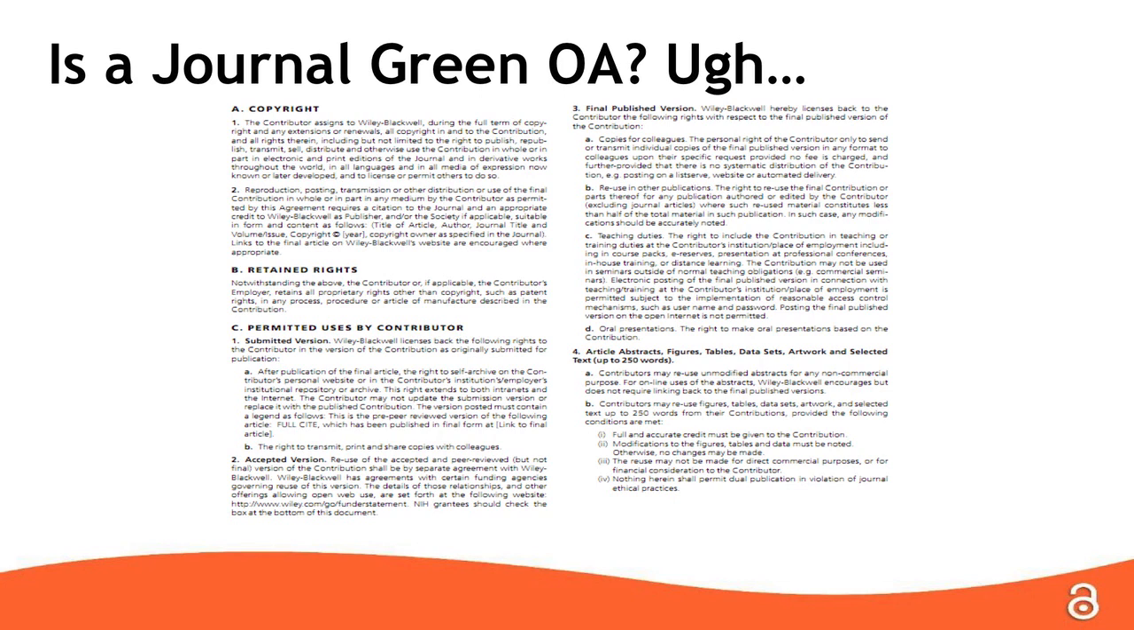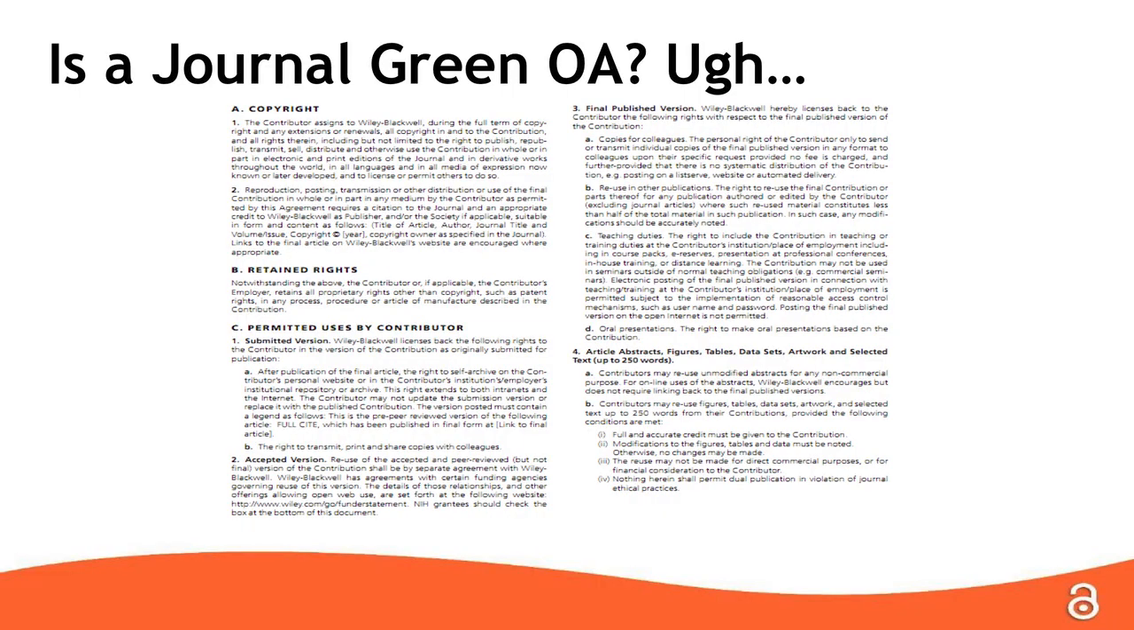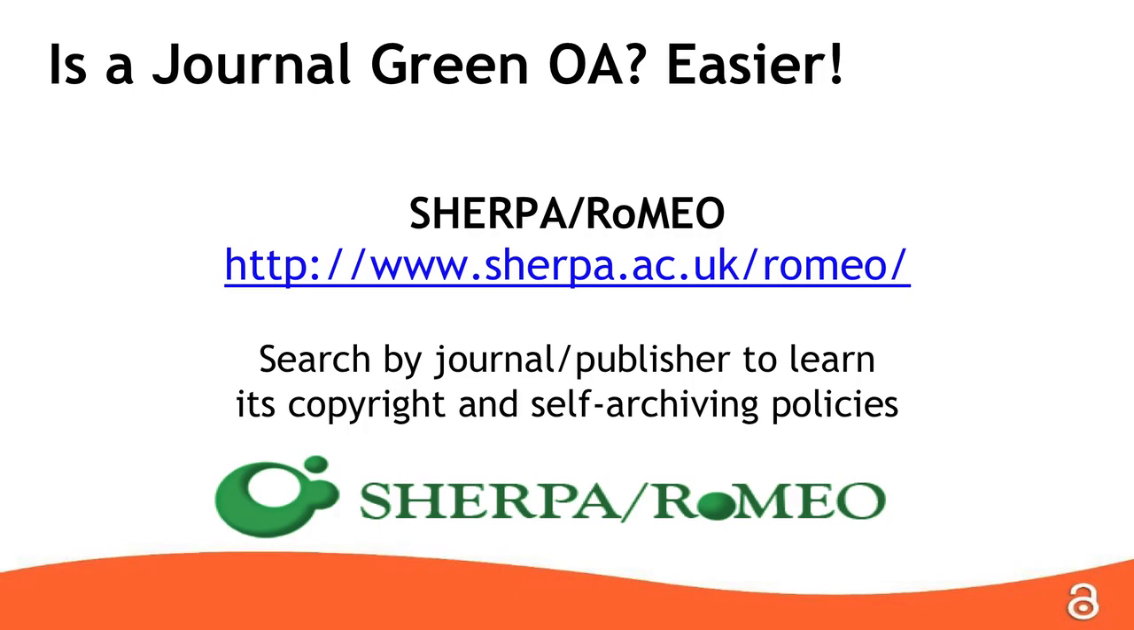And note that this is just half of the copyright transfer agreement. They're really hard to make sense of. But luckily, there is an easier method. There's a tool called Sherpa Romeo, which summarizes journals' policies about copyright and self-archiving in a really easy to understand way. So if you really want to know the nitty-gritty of a policy, it's good to track down that. But if you're trying to get a sense of what the journals allow more generally, Sherpa Romeo is a really useful tool. So let's look at a few examples.